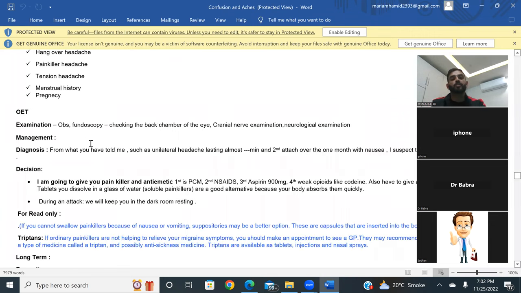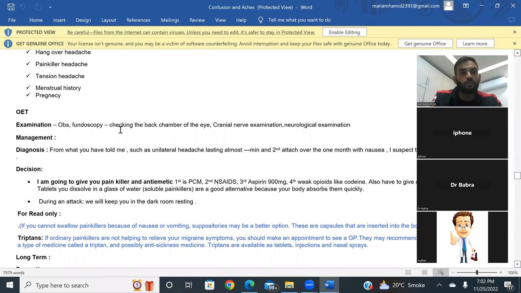Then it comes towards the examination, and in headache questions, observation is important because you need to check the blood pressure of every headache patient. Then fundoscopy is important. You need to take the fundoscopy. Why? Glaucoma, you need to rule out glaucoma. You need to do the cranial examination and neurological examination. You need to do all these examinations. And you will be sending non-specific blood tests, saying the routine blood tests.